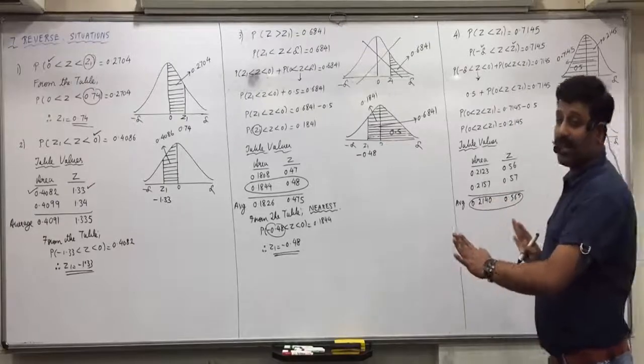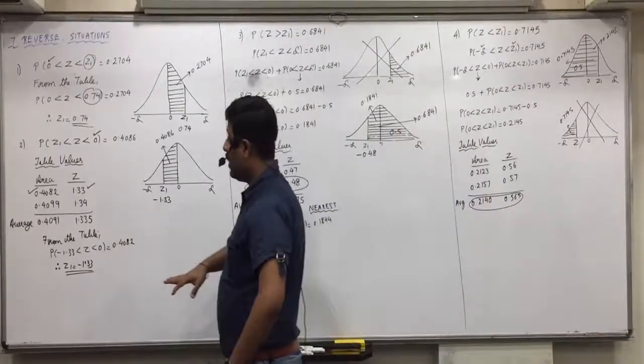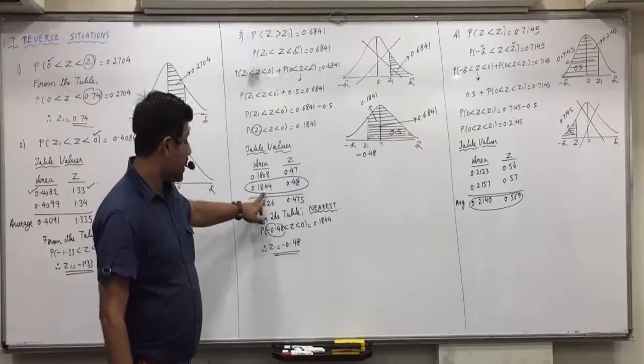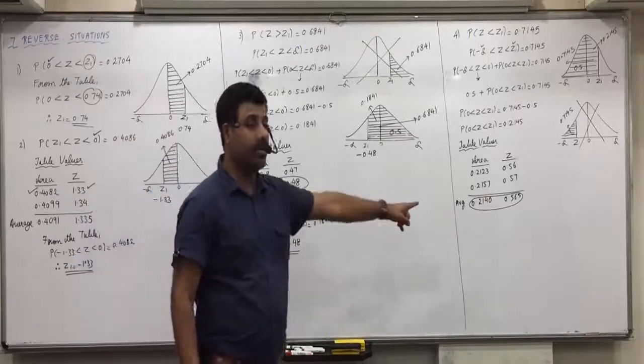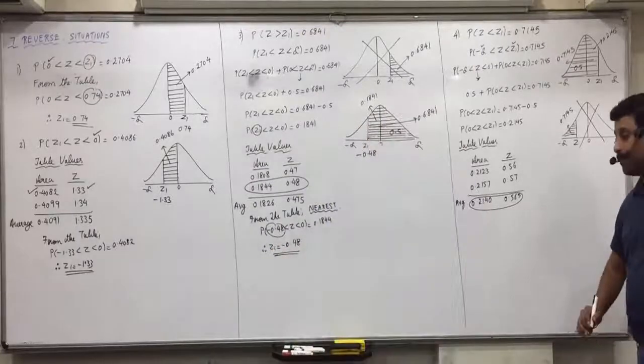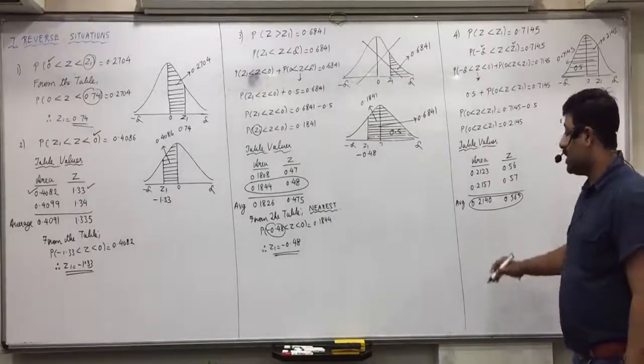See, three situations I have taken up, where the first value comes nearest, the second value comes nearest, or the third. Any value can come near. You always need to check. Got it, everyone? Means now you say the nearest one.